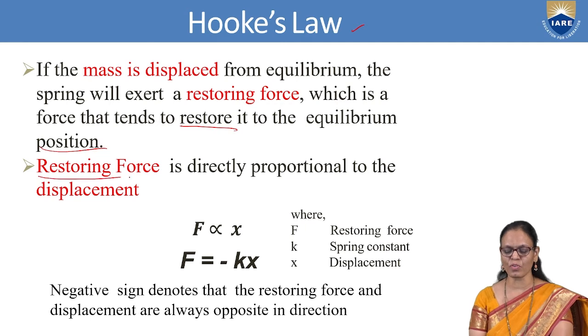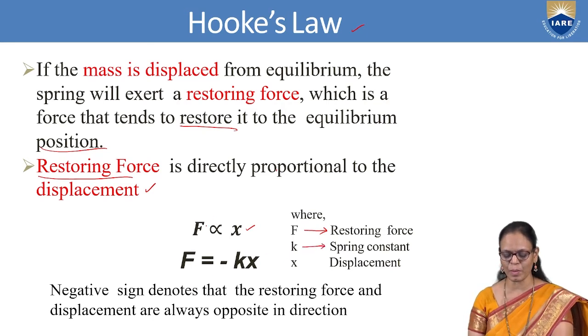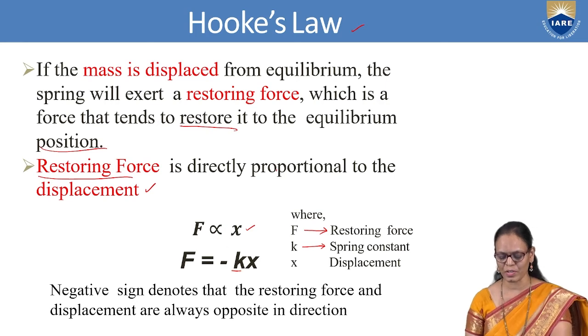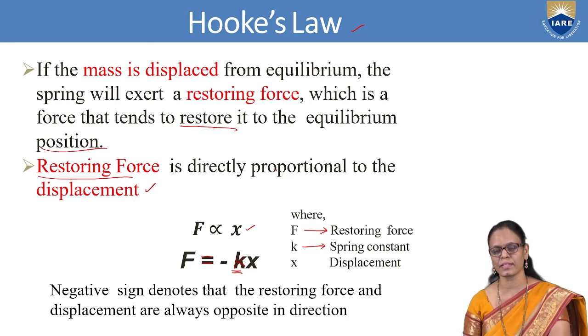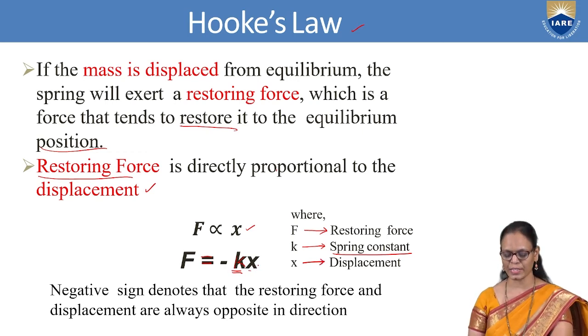This restoring force is directly proportional to the displacement. So I write F is proportional to x, where F here is the restoring force. Now, if you consider k as the spring constant, I can remove the proportionality sign and put an equal sign, but there should be some constant. The constant here is k, the spring constant, and x here is the displacement of the object.